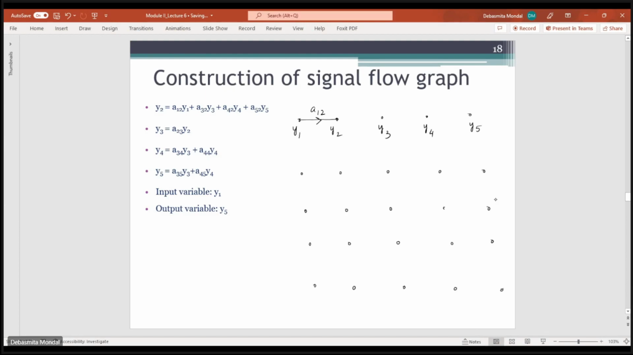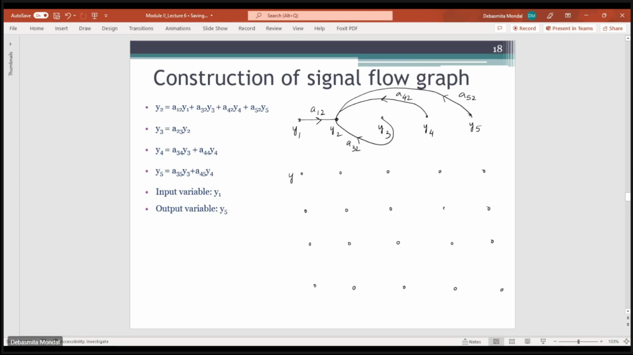Then we'll have a loop from y3 to y2, ma'am. Loop as in, okay, fine. So something like this from y3 to y2. This is a32, right? Then we'll have from y4 to y2, ma'am. y4 to y2. This is a42. Fine. Then we'll have from y5 to y2, ma'am. This is a52. So this is for the first equation.